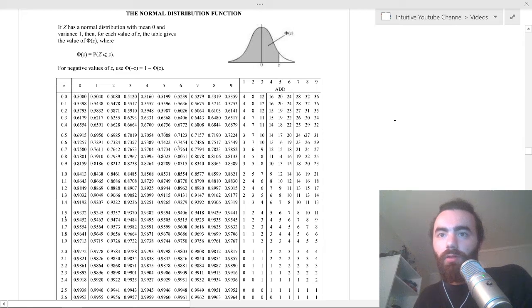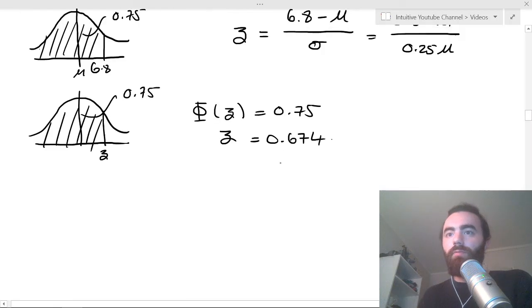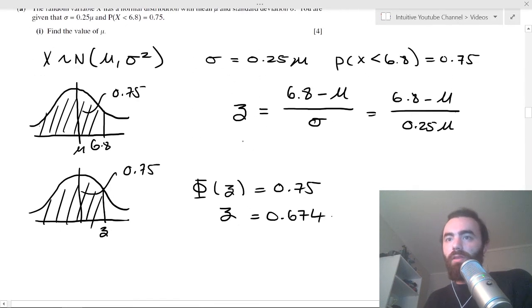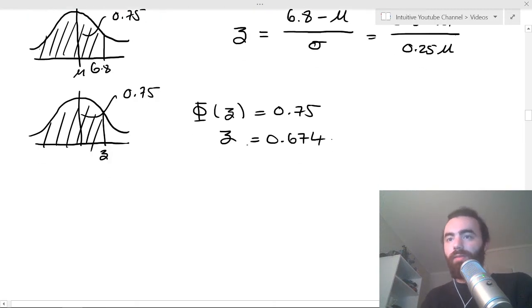Well, you look here, you get 0.75. Well, where is that? Oh, okay. You've got 0.7486. So it's going to be 0.67, and then you add 0.004. So 0.674. So you can just look at that on the table. So therefore, the corresponding z value for your 6.8 is that.